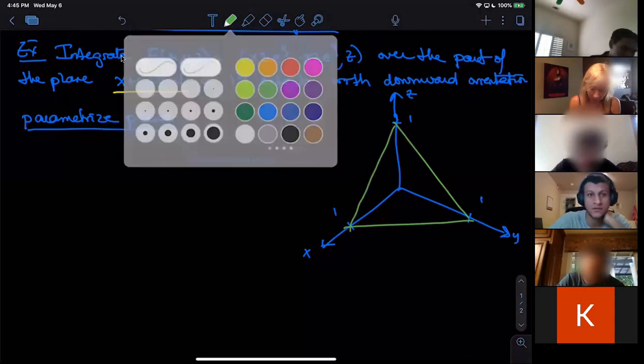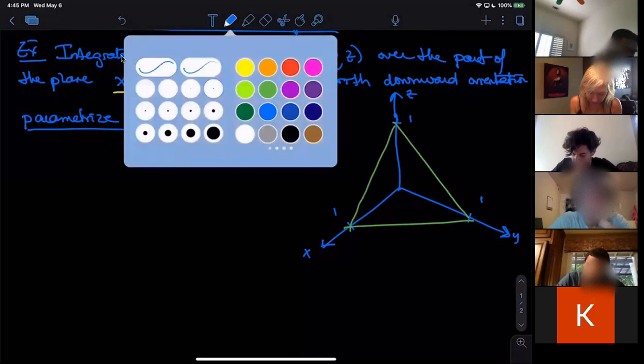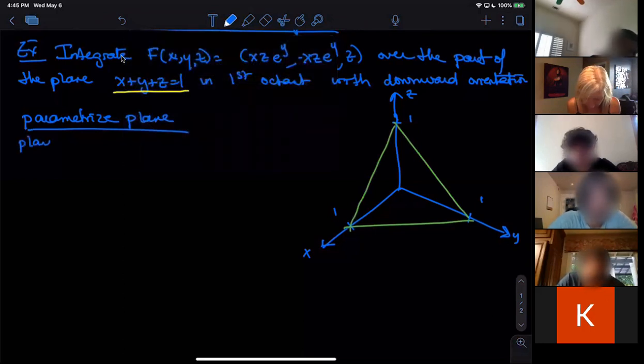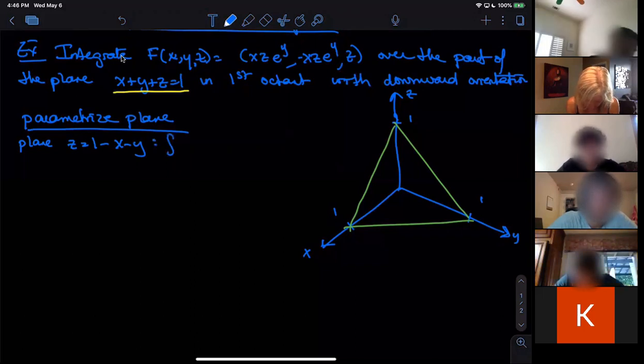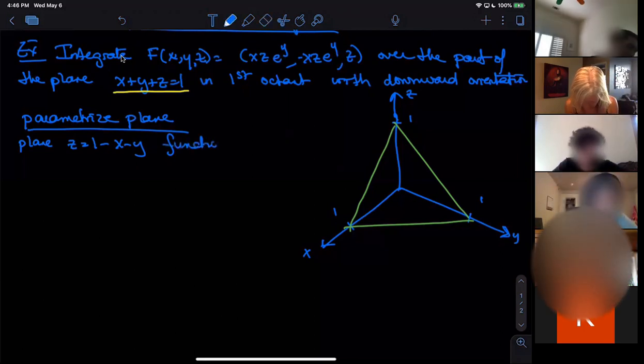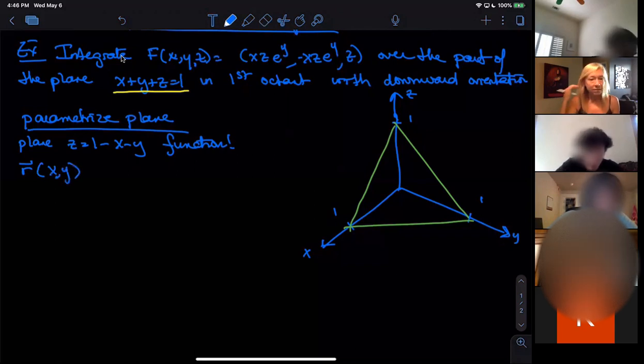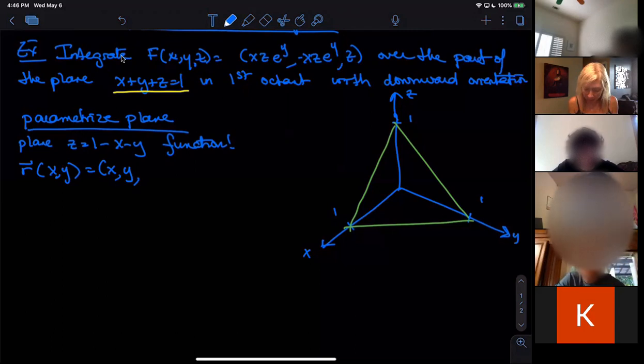Okay, so thinking of this as a function, let's solve for z. z equals 1 minus x minus y. So our parameterization as a function is, well, x and y are the parameters. Those are the independent variables. And then x is x, y is y, and z is whatever the function tells us it has to be. So z is 1 minus x minus y.